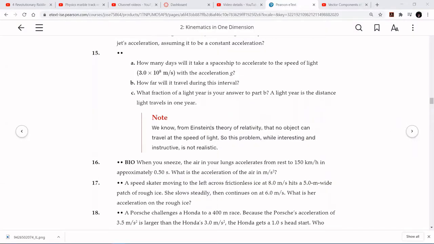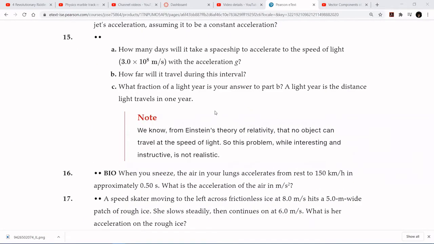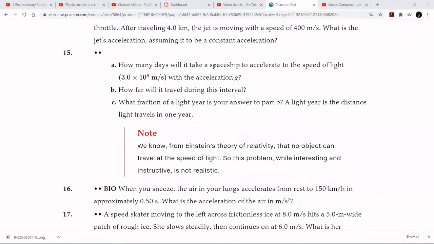I like this next problem. Number 15 from chapter 2. How many days will it take a spaceship to get up to the speed of light? First of all, not possible. Let me interject this real quick.